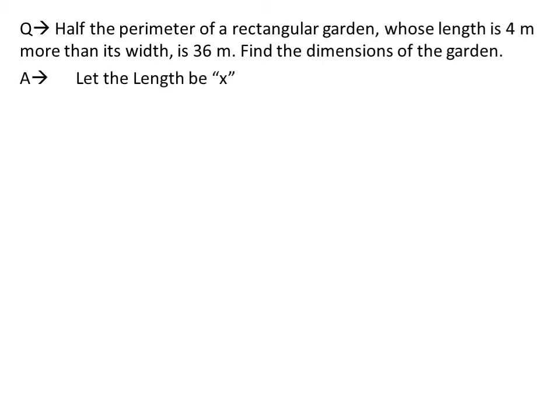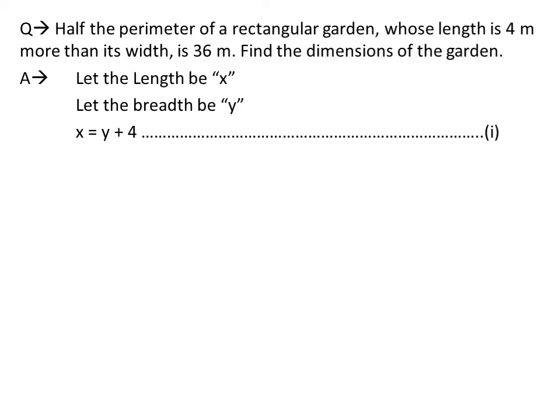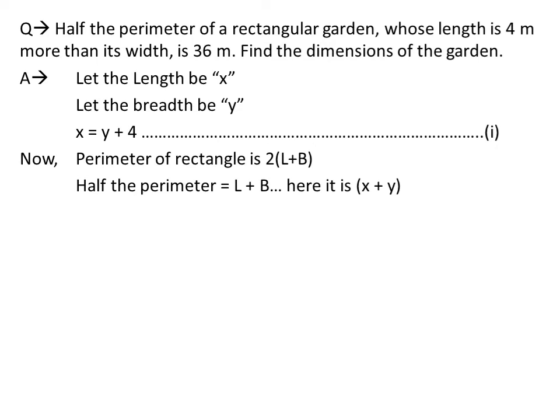तो आपको वो दोनों dimension length and breadth find out करना है. So let the length be x and breadth be y. हम length को x कह लेते हैं, breadth को y कह लेते हैं. अब आपको क्या दिया है, whose length is 4 meter more than its width, मतलब x is equal to y plus 4, ब्रेथ से 4 जितनी ज़्यादा है. और दूसरा पेरीमीटर का फॉर्मूला आपको मालूम है, that is 2 into (l plus b). तो half the perimeter that means l plus b.